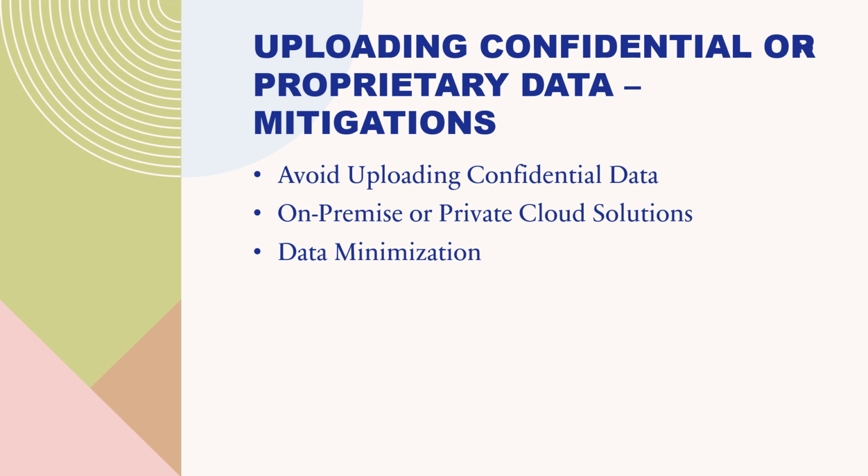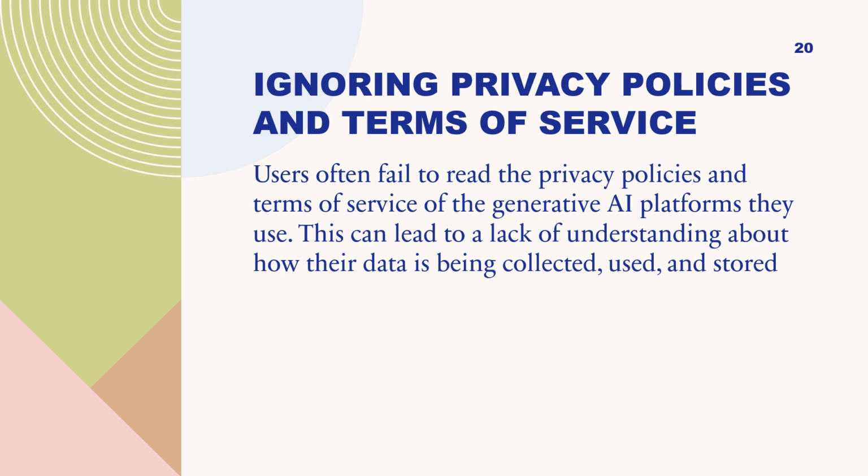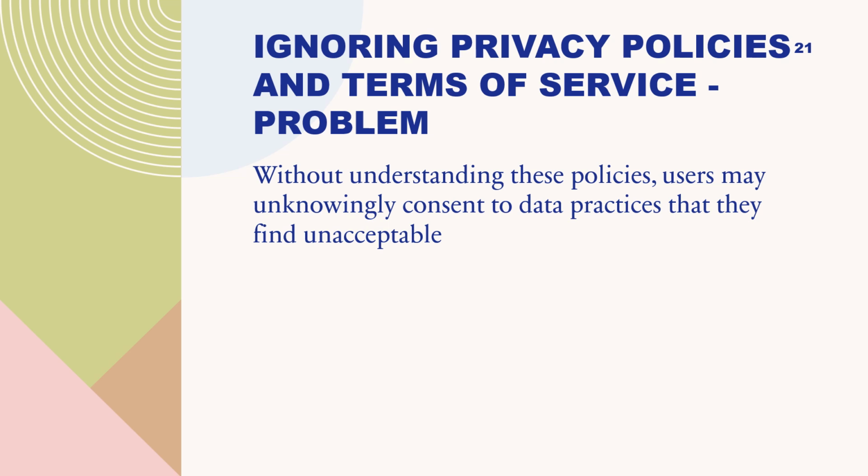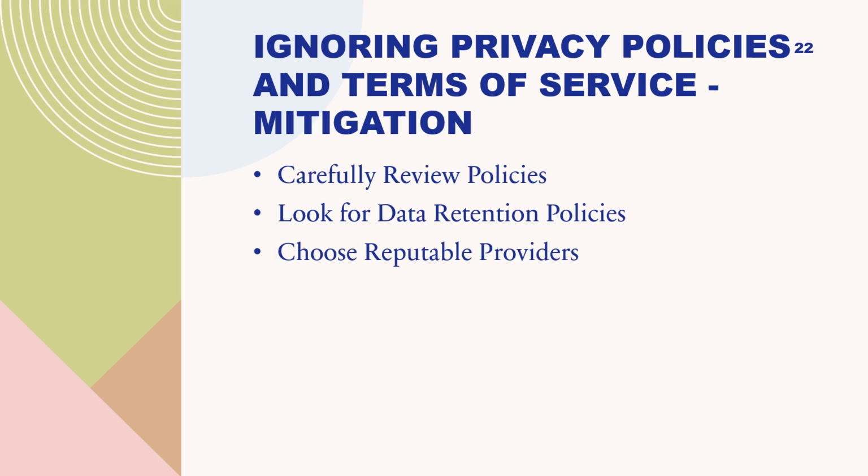And next one is ignoring privacy policies and terms of services. Users often fail to read the privacy policies and terms of services of the generative AI platforms. This can lead to a lack of understanding about how their data is being collected, used, and stored. The problem with this is that without understanding these policies, users may unknowingly consent to data practices that they find unacceptable. And mitigation strategies are: first, carefully review the policies. Always read the privacy policies and terms of service before using any generative AI service. Look for the data retention policies. Pay close attention to how long the platform retains your data and how it is used. Choose reputable providers only. Select providers with clear and transparent data privacy practices.